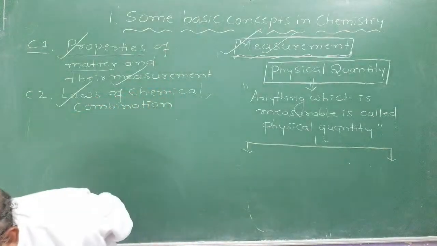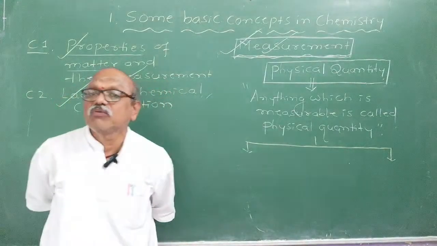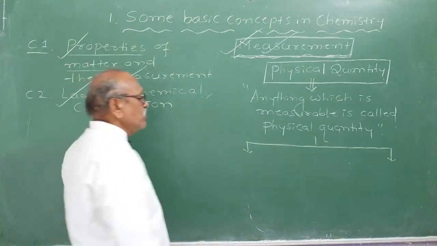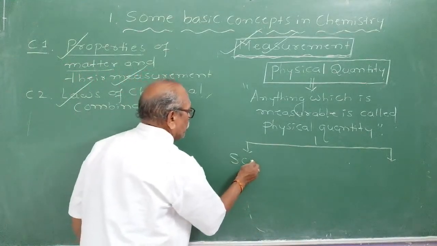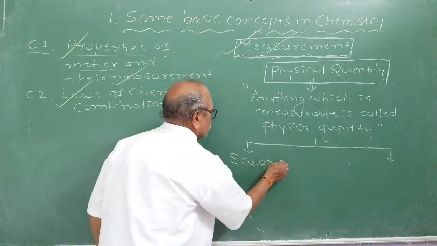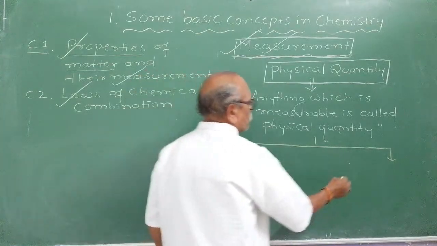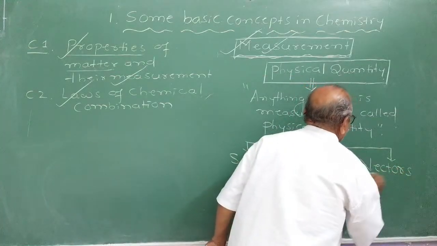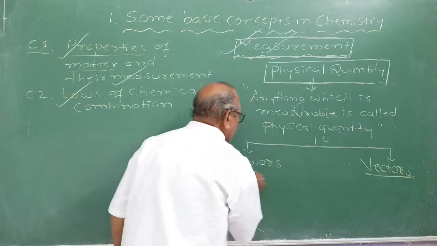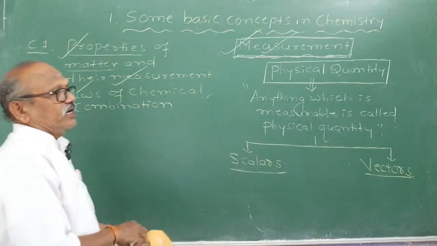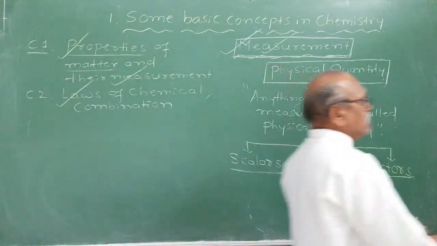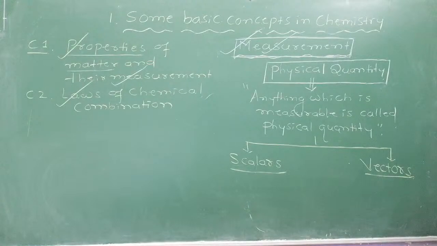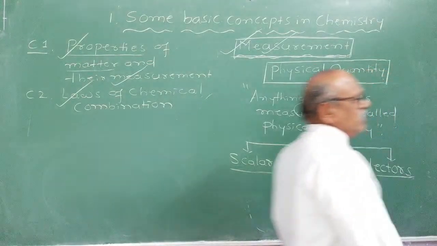And the physical quantities are classified into two types. Can anyone of you answer what are the two types of physical quantities? Physical quantities are broadly classified into two. One is called as scalars. Another one is called as vectors. Remember. And in daily life, what are the physical quantities we are using? Will be either scalars or vectors.